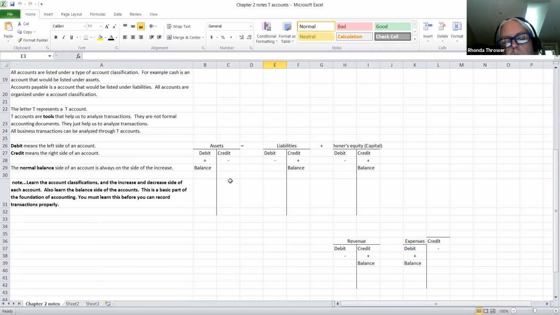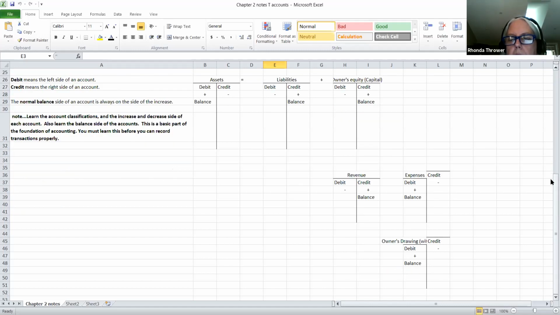And our T accounts will have a left side and they'll have a right side. The left side just means that that is the debit side of the account. Notice each one of the different types of account classifications that we've set up in T accounts all have a left side and a right side. The left side of the account is the debit side and the right side is the credit side.